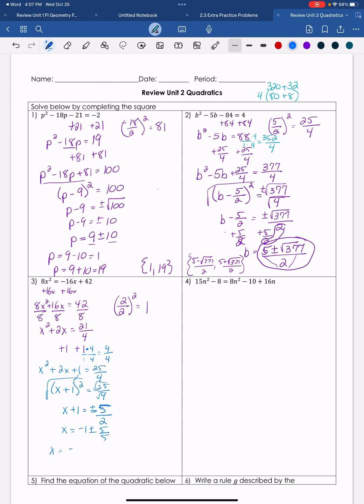X is equal to negative 1 minus 5/2, which is negative 2 over 2 minus 5/2, which is negative 7 over 2. And negative 1 plus 5/2 is equal to negative 2 over 2 plus 5 over 2, which is equal to 3 over 2. And so your two answers are negative 7/2 and 3/2. And I apologize for the little snafu.